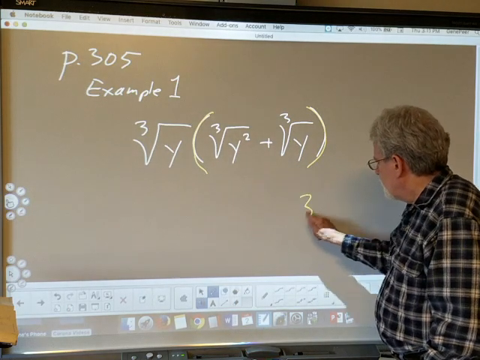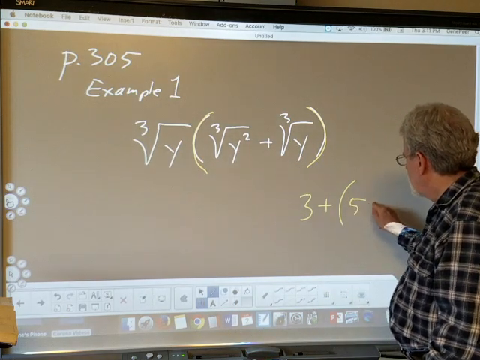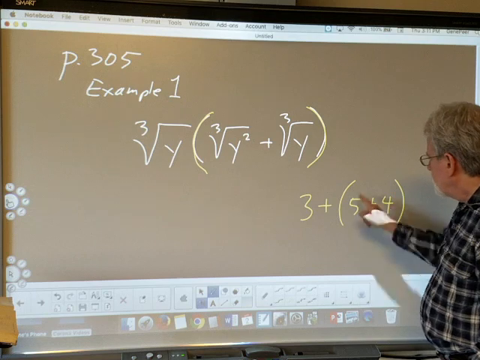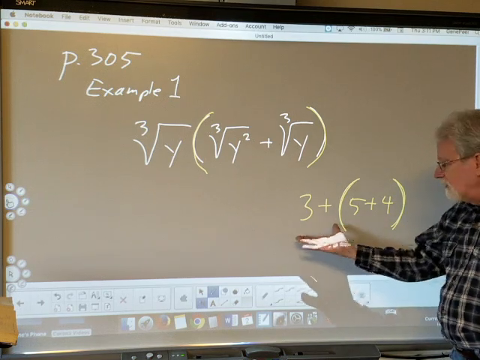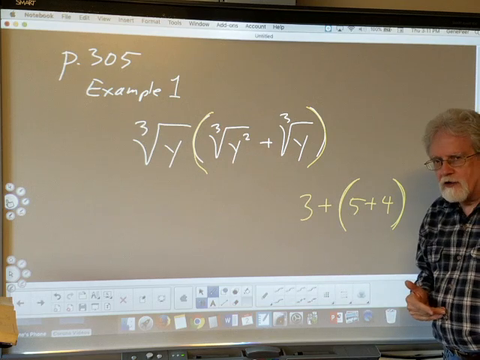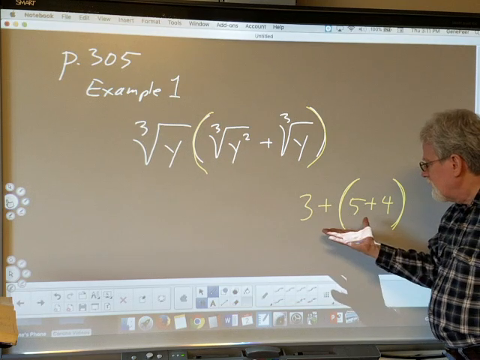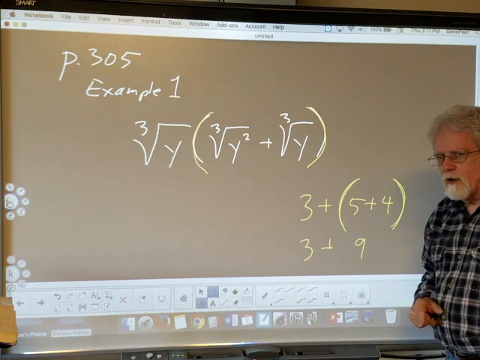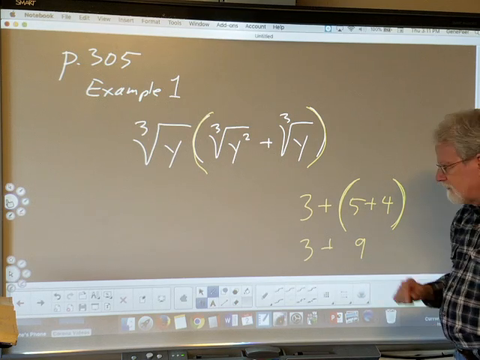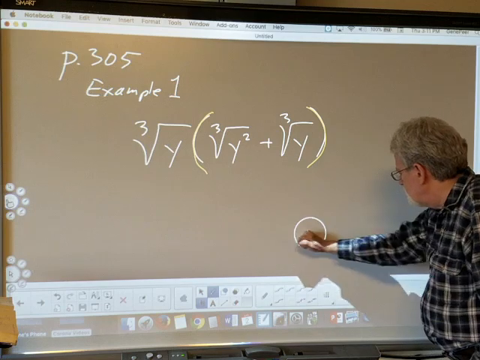Example, 3 plus (5 plus 4). Do these parentheses mean multiply? No, they do not. There is no multiplication going on here. This is purely addition. It's 3 plus 9, which is 12. There is no multiplication here. Parentheses do not mean multiplication.